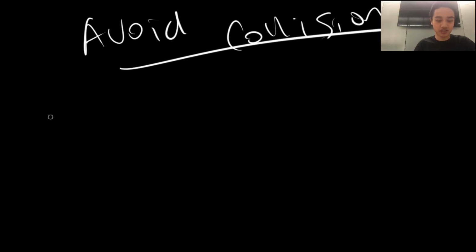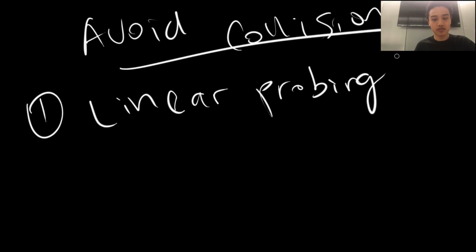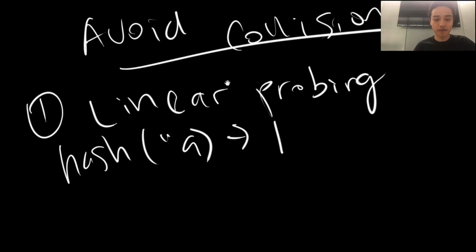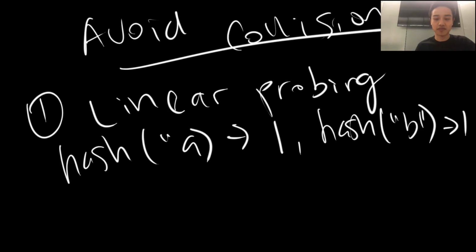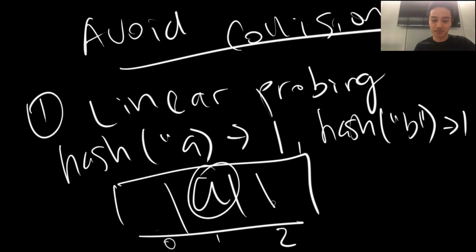There are two main ways to avoid collisions. First of all, there's something called linear probing. So linear probing is the concept that if you hit a collision, then you will place the element into the next index. So if we hash A and we get 1, and then we hash B, and then we also get 1, then to avoid this collision, what we do is that if this is index 0, 1, 2, and we already have element A inside index 1, and we can't place B into the same index, then we'll just place B into index 2 in the next one.